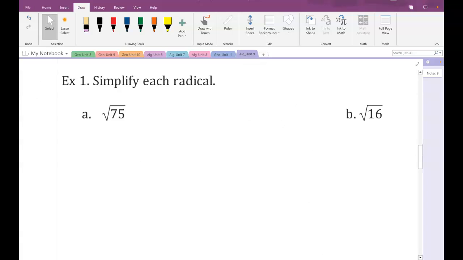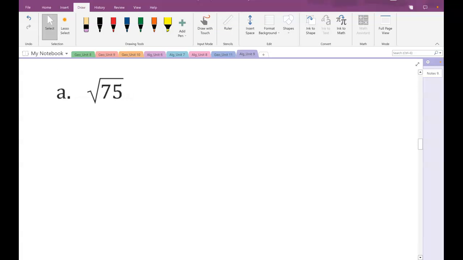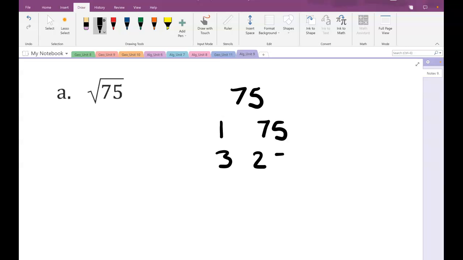So we're going to use our factor sheet, so everybody have that handy. Square root of 75. Everybody find 75 on your chart, and we're going to list out the factors of 75. So the factors of 75 are 1 and 75, 3 and 25, 5 and 15.